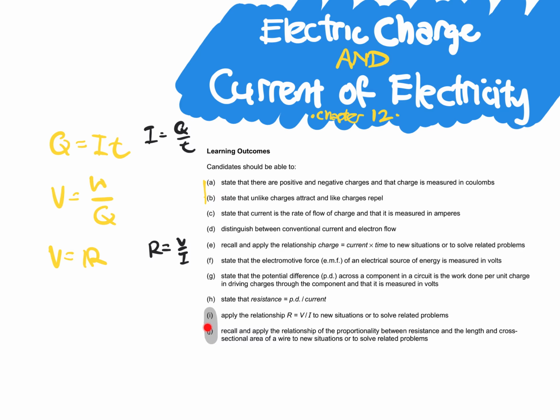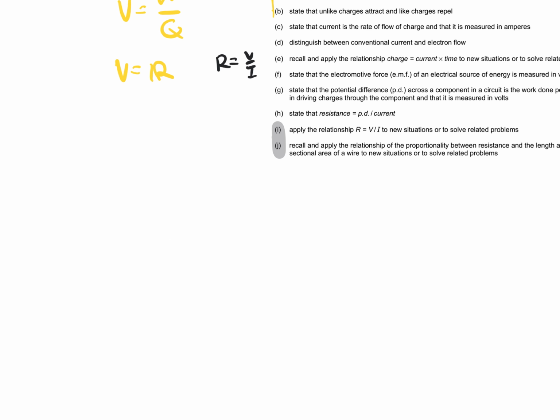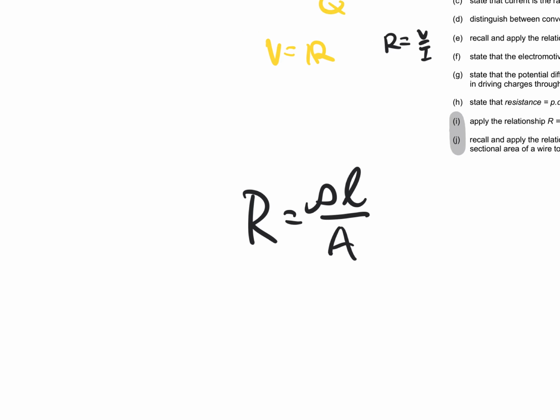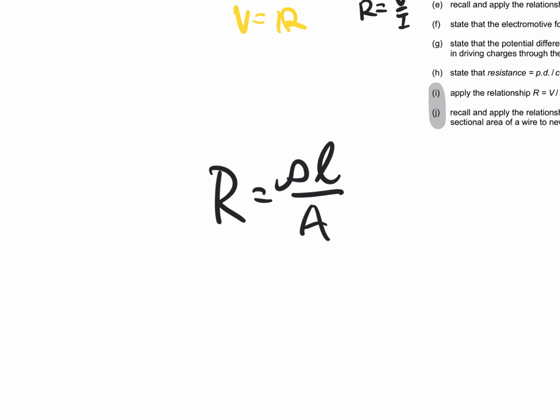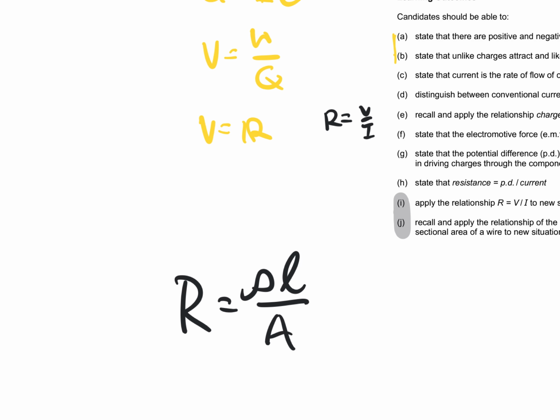But this one over here, the last one, is a bit different. It does tell us that, hey, there's actually one more formula that you need to know for resistance. And that formula is R equals rho L over A. Now, what is this? I know that I can find resistance by taking the potential difference across the component and the current going through the component. If I were to divide those two things, I can find resistance in ohms.